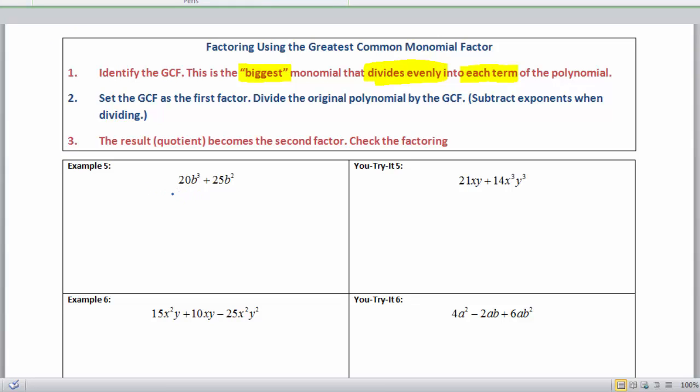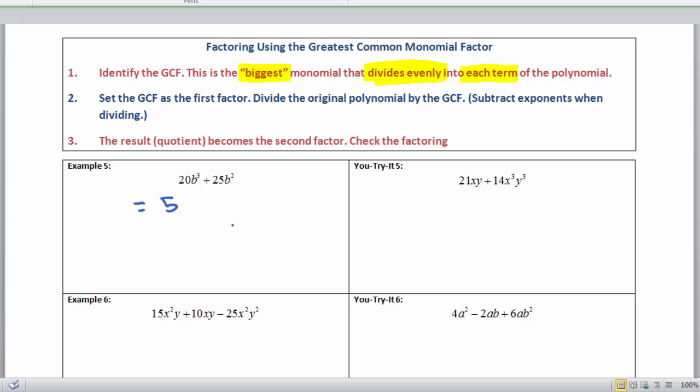So in this case, example 5, 20b cubed plus 25b squared. What you've got to do is say, all right, it's really two pieces. What's the biggest number first that'll go into both 20 and 25? The greatest common factor of 20 and 25 is 5. And then you have to ask yourself, what's the biggest power of b that will divide evenly into b squared and b cubed?